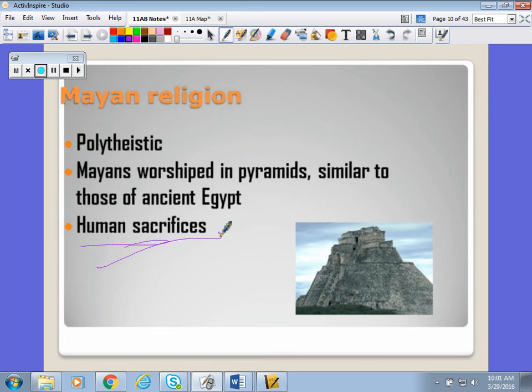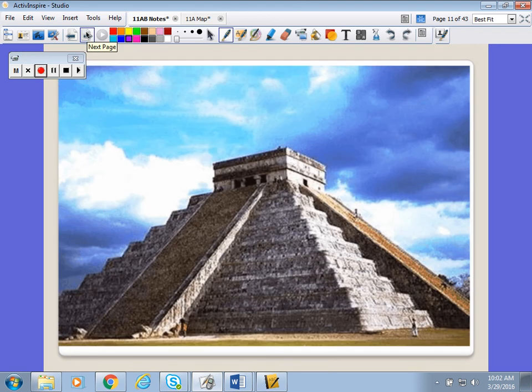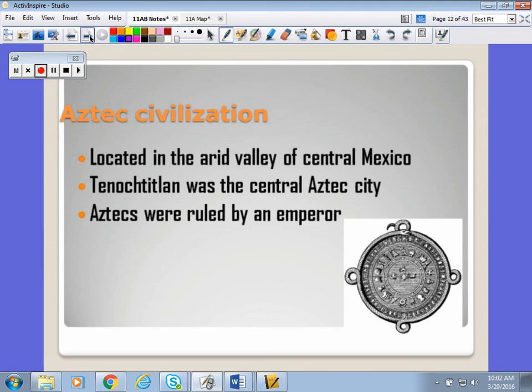For those of you lacrosse players out there, we get the sport of lacrosse from the Mayans, who would use it as part of their sacrifice. The losing team would be the team that was sacrificed, meaning sudden death. All right, so that is the Mayans. Another shot of the pyramids.